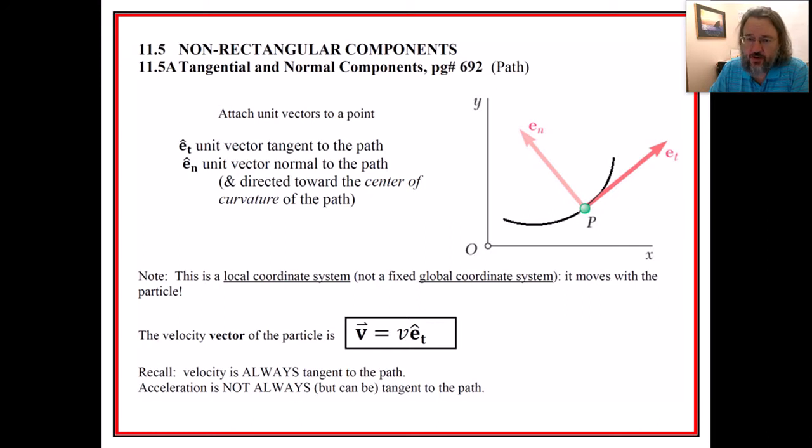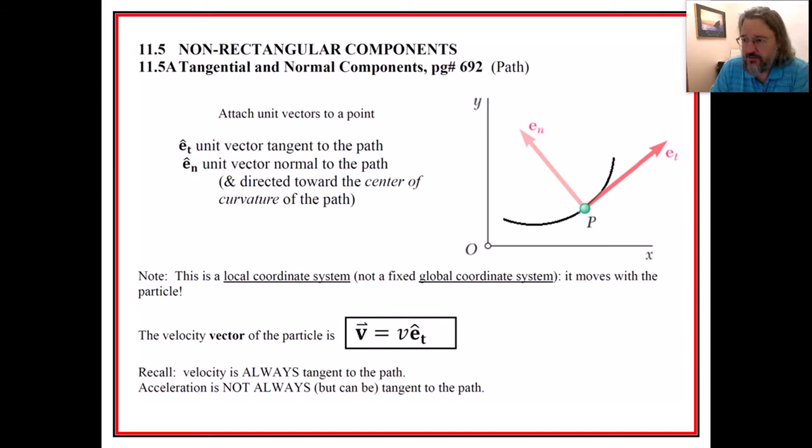And so the other coordinate unit vector is perpendicular to that and pointing towards the center of curvature. All right, so they're orthogonal. That means they are perpendicular to each other. They're normal, right? That means we have a perpendicular coordinate system, and the normal one, by definition, then has to be perpendicular to the tangential one.